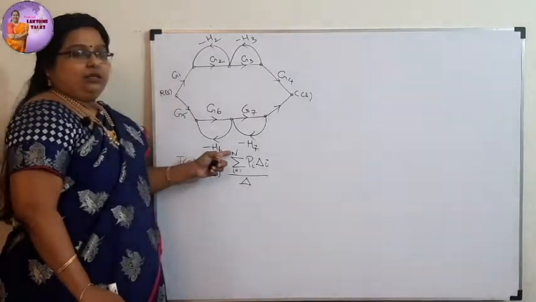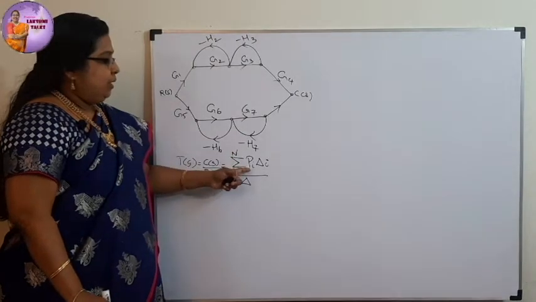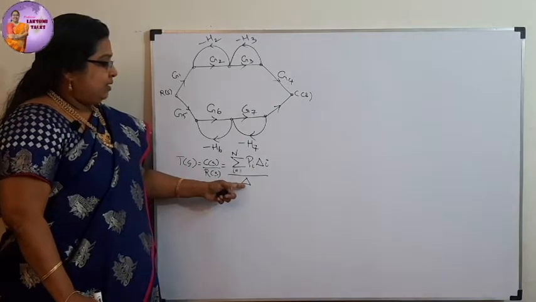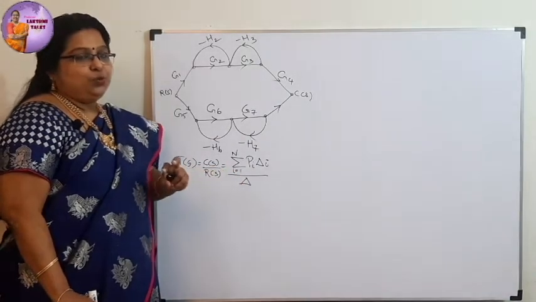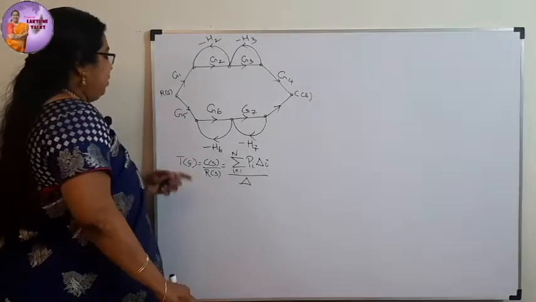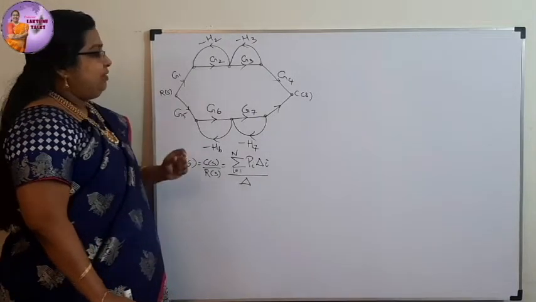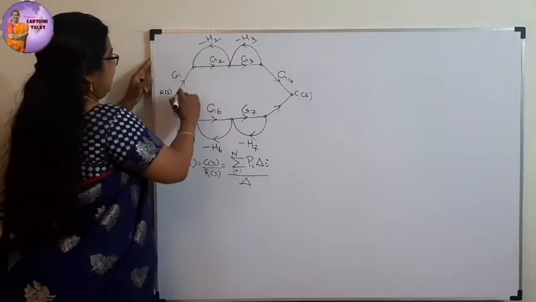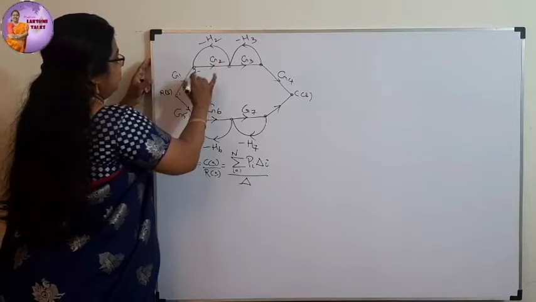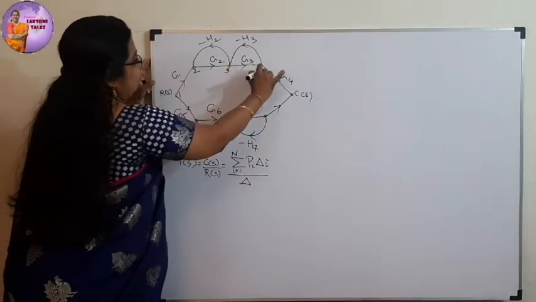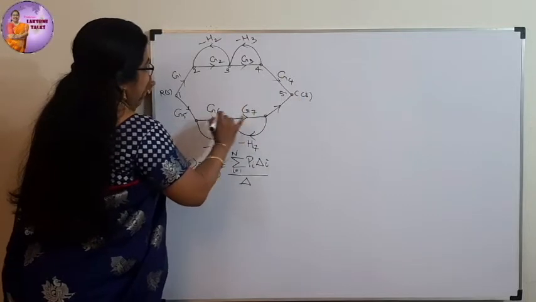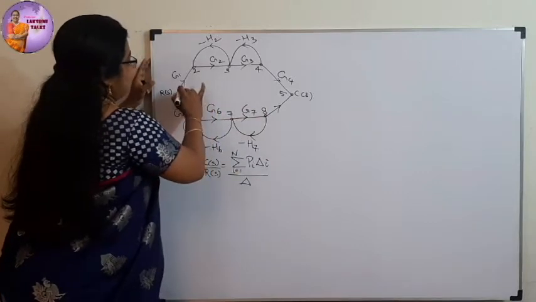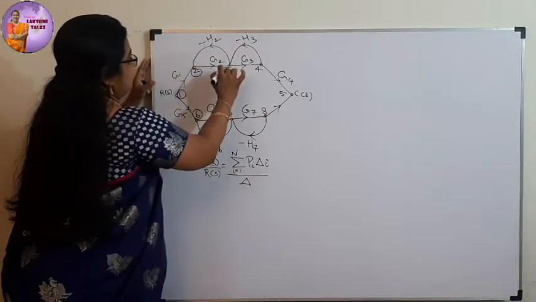N is the total number of forward paths and Pi is the ith forward path gain, and this delta consists of loops, non-touching loops, etc. First let us see how many forward paths are there. Before that, let us number these nodes: 1, 2, 3, 4, 5, then 6, 7 and 8. So there are 8 nodes.